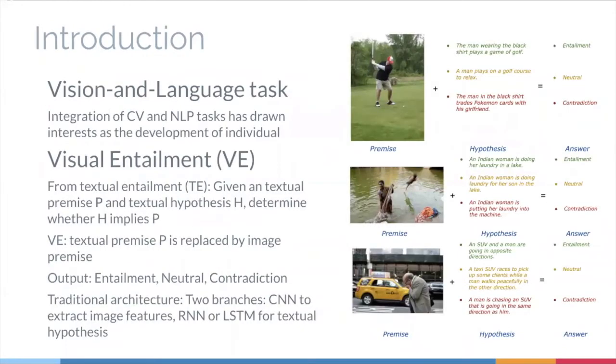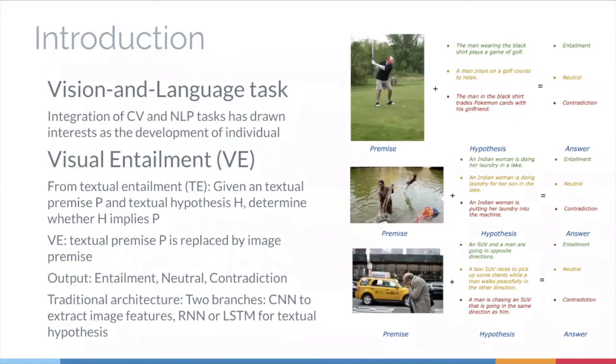The vision and language task is the integration of CV and NLP tasks. It has shown much interest as each of them has developed individually. And visual entailment, VE, is just one member of it. It is originally from textual entailment, TE.